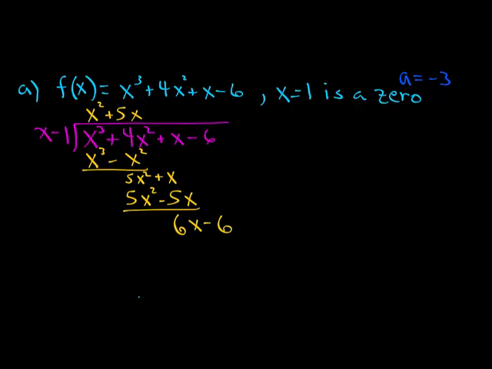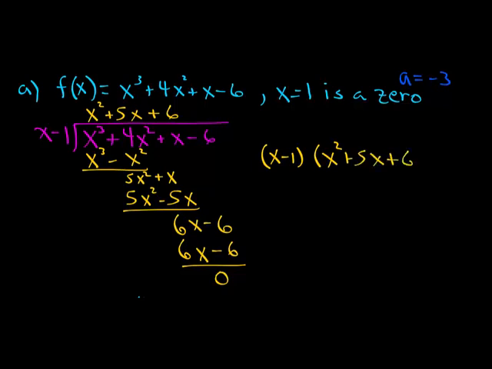And then x will go into 6x 6 times. And then multiply 6x minus 6. And of course, I get 0 remainder, which is a good thing, because if we found a remainder, it would mean that x equals 1 is not a 0. So here's what we have. We have x minus 1 times x squared plus 5x plus 6. This is that polynomial factored partly.